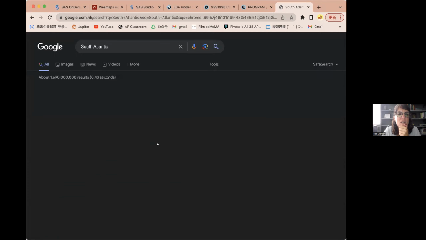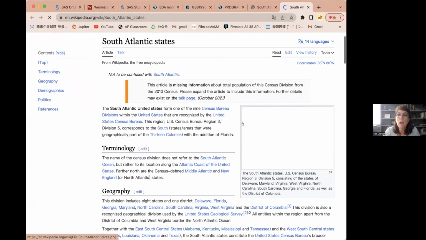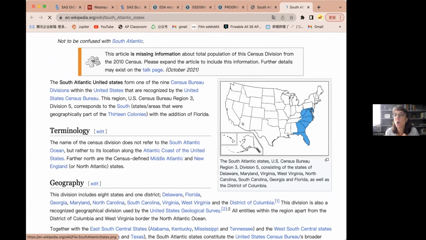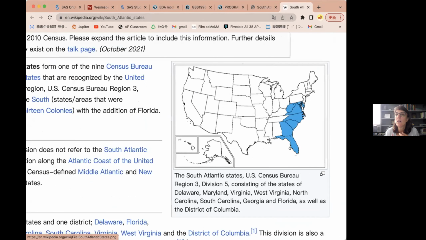Well, I would go and look at the images. So South Atlantic is Florida, Georgia, North Carolina, South Carolina, Virginia, and Maryland. So what I would do, Kathy, is just Google this. Yes, that's it. You got it. So now you can see and have some hypotheses.